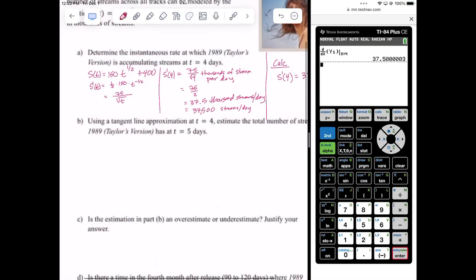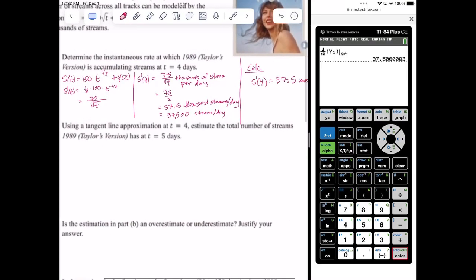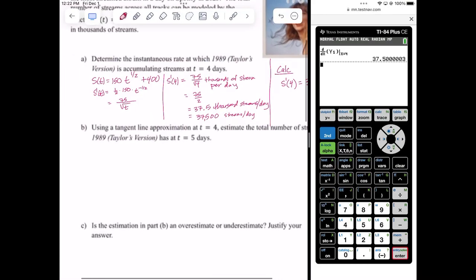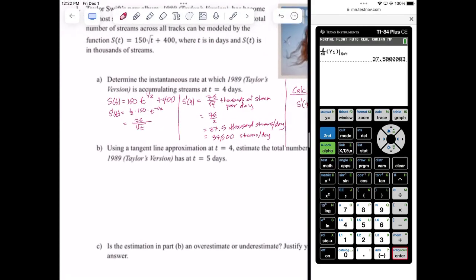Okay, so what do we need for the equation of a line? Point and the slope. Do we already have the slope at 4? It's 37.5. Do we have the point at 4? Do we have the y value at 4 yet, the streams? No, not yet. So let's find it. S of 4 is going to be 150 times the square root of 4 plus 400, which is going to be 700, I believe. And that's 700,000. But we'll just keep it in terms of 700.